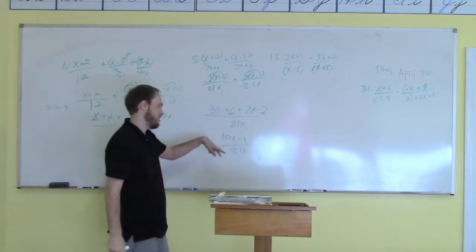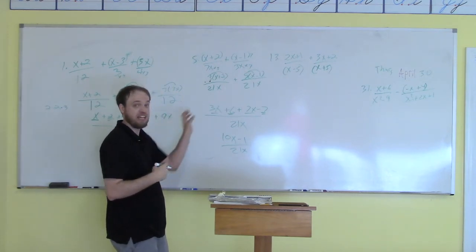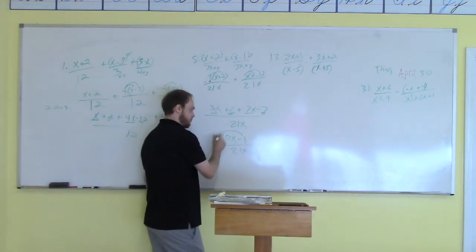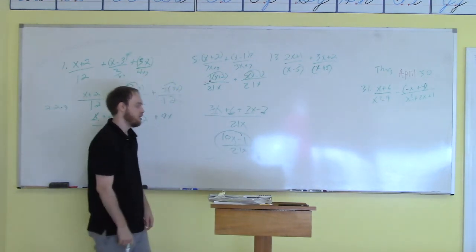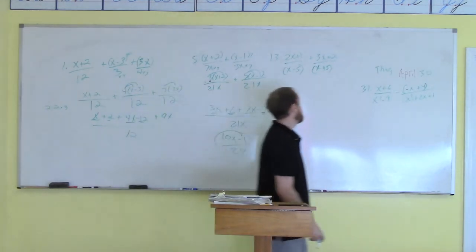The 21 and the 10 and the 1 has to cancel from all of it if it's going to cancel. This one over here cancels on each part, and so you could do that. This one doesn't, and so that's just your answer. So 10x minus 1 divided by 21x. All right, moving to 13.